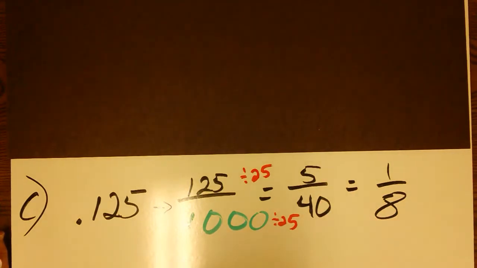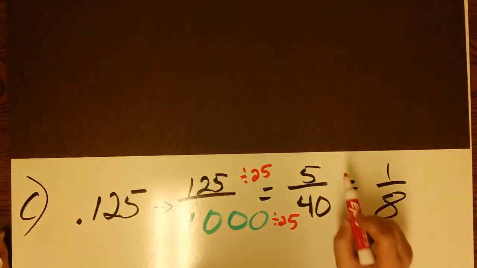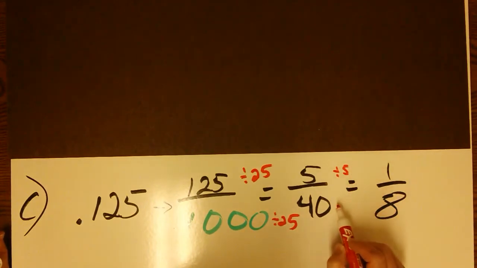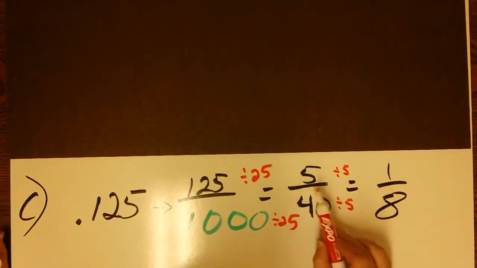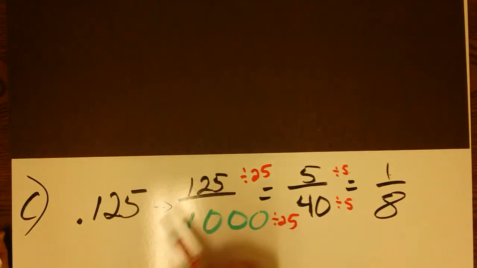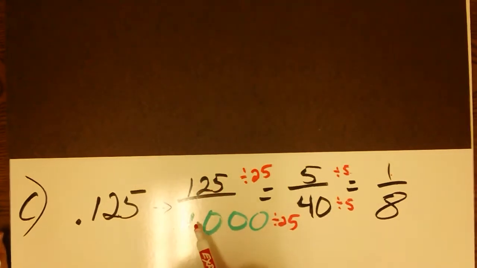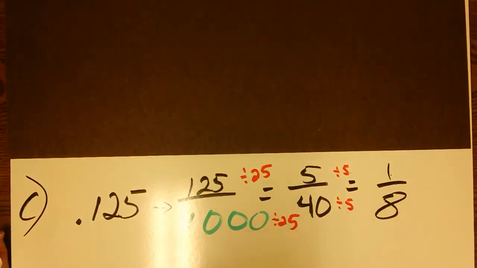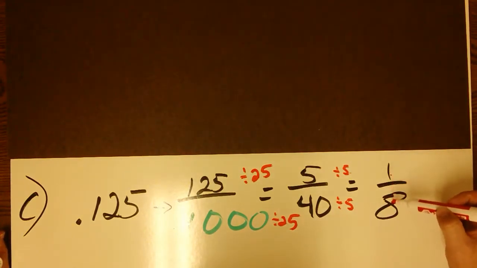So 5/40. But this can still be reduced because 5 will actually go into 40. So we're going to divide by 5. And 5 divided by 5 is 1. And 40 divided by 5 is 8. It turns out that 125 is actually our greatest common factor. And 125 goes into 1,000 8 times. So the fraction is 1/8.